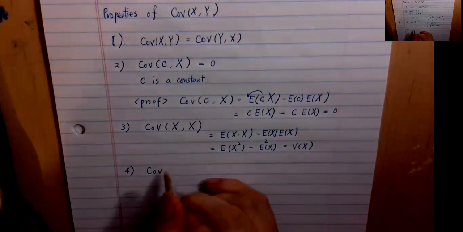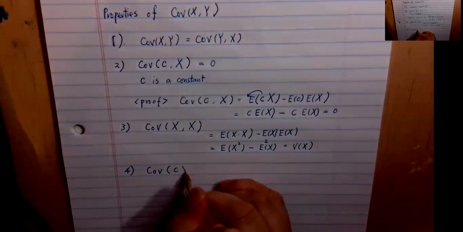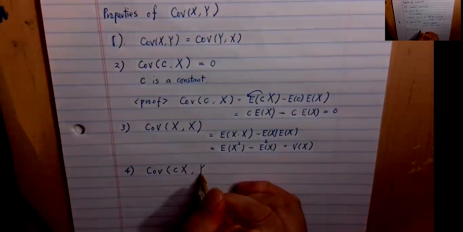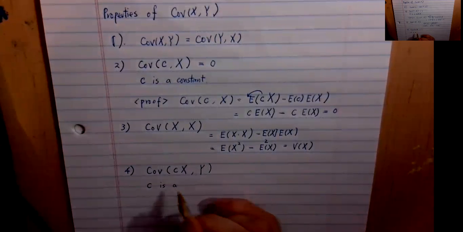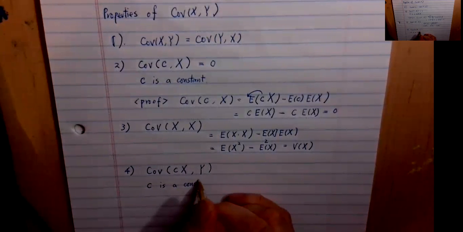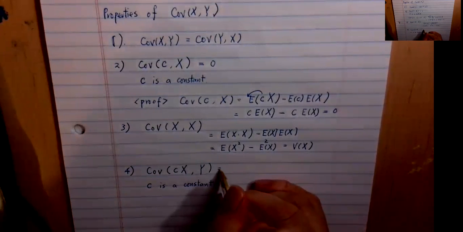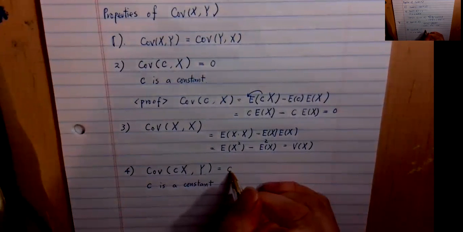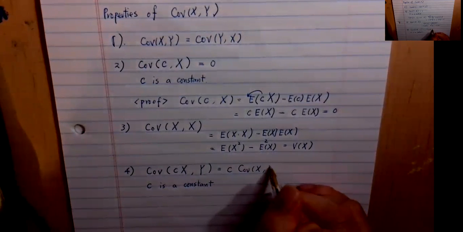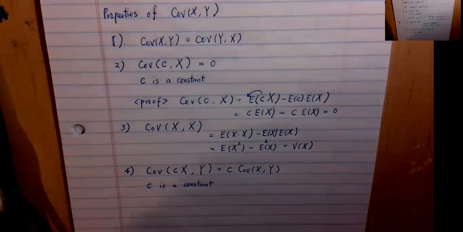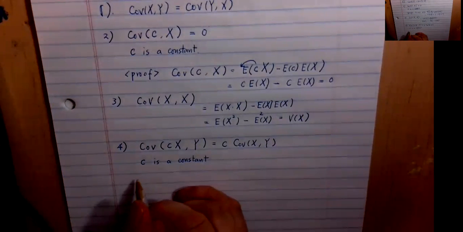Covariance of Cx and y, where C is a constant. This is just equal to C times covariance xy. And to prove this is also quite straightforward. Okay, let's see.